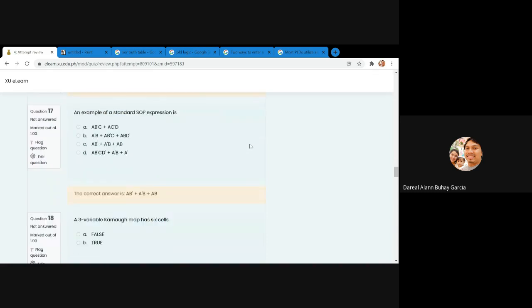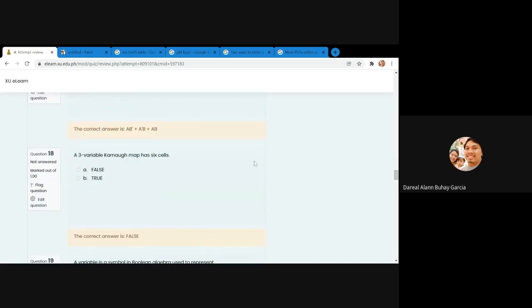A three-variable K-map has 6 cells. True or false? False. A K-map has either 4 cells, 8 cells, or 16 cells. So it's false, there are no 6 cells, aside from the fact that it's not a power of 2.